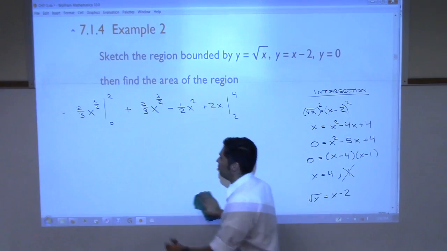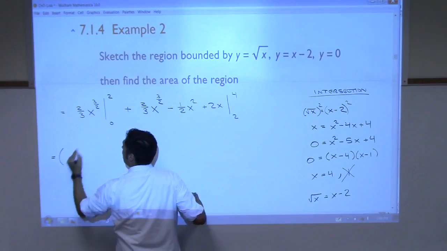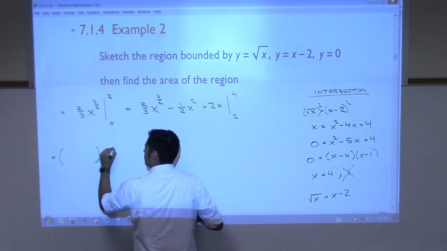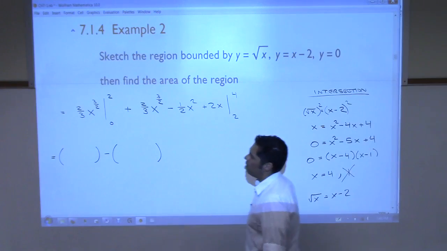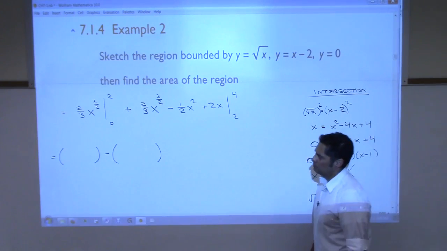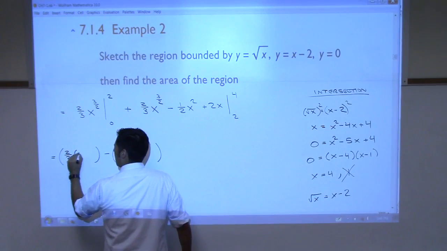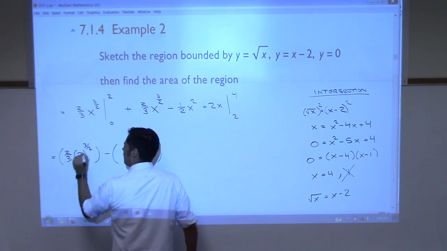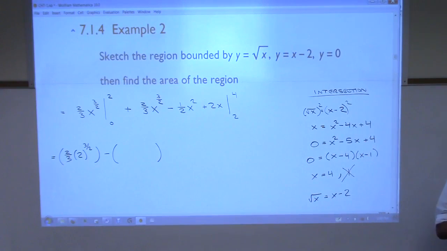So now what I need to do for this one is plug in 2 and subtract what I get when I plug in 0. So what happens when you plug in 2? Ooh, that's yucky. It's 2/3 times 2 to the 3/2, isn't it? That's what it is, whatever that number is. I'm not going to break my calculator out or anything. I'm just going to leave it for right now.